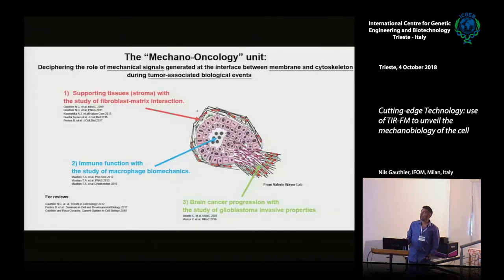Then my lab is interested in what we call mechano-oncology signals, but really it's deciphering the mechanical signals that are mostly generated at the interface between the membrane and the cytoskeleton, that's my specialty, and the tumor-associated biological events, meaning we are looking at the stroma, that's where I mostly work. This is the aspect of the fibroblasts that you have seen, because these are the key cells that you have here. For the immune function, we are studying macrophages, that is what I will present today. But we are also working on brain cancer progression with the study of glioblastoma invasive properties.